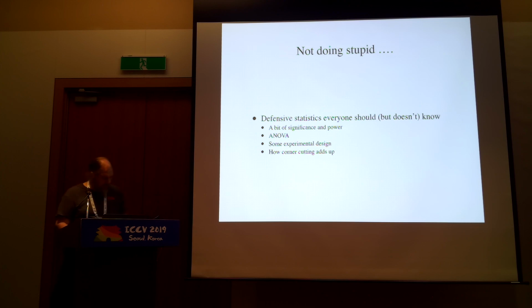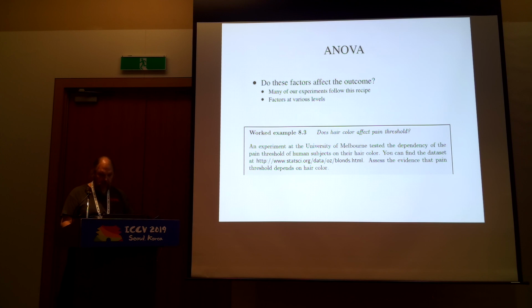So the next sort of thing in the not doing stupid stuff agenda, ANOVA. A very common question in our world is, do these factors affect the outcome? If I don't know, use residual connections or not, or skip layers or not, or whatever. And the experiment, or the recipe looks like, somebody did, this is true by the way, astonishingly, somebody at the University of Melbourne tested the dependency of pain threshold on human subjects' hair color. You can find the data set, which is astonishing. Does pain threshold depend on hair color?